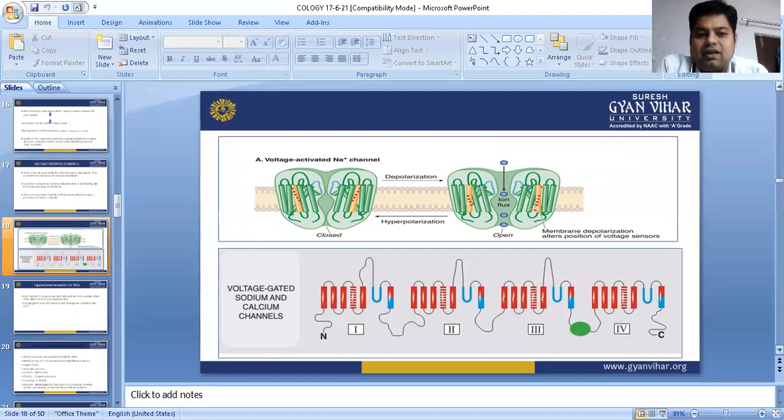Now voltage gated sodium and calcium channels. In this diagram we can see four phases, four steps. In the first step, when the substance, you can say neurotransmitter, attaches, the peak of the response increases in a straight manner, and after some time, in the case of inactivation, the peak comes down.